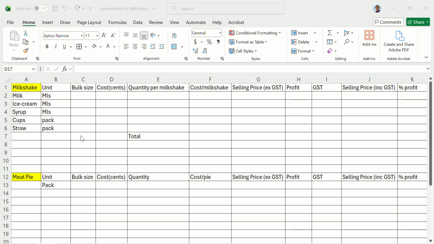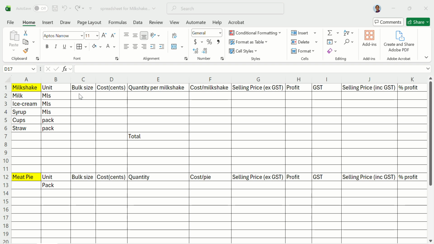For the solve part of your assignment, you need to pick 3 to 6 foods and drinks. For this example, I've got a milkshake and a meat pie. Now, the milkshake has a few ingredients and some items. For the meat pie, it's just one item, one ingredient. So we'll start with the milkshake.